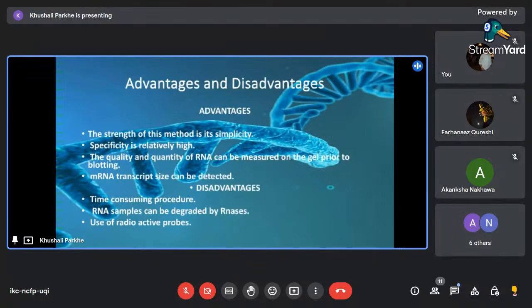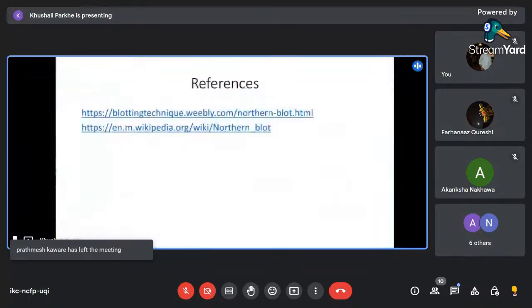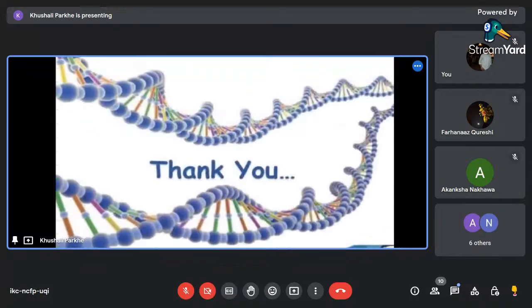It has its advantages as well as disadvantages. Its advantages are the simplicity of this method, and specificity is relatively high. The quality and quantity of RNA can be measured on the gel prior to blotting. The mRNA transcript size can be detected. Its disadvantages are that it is a time-consuming procedure, RNA samples can be degraded by RNases, and radioactive probes are used. These are the reference links. Thank you.